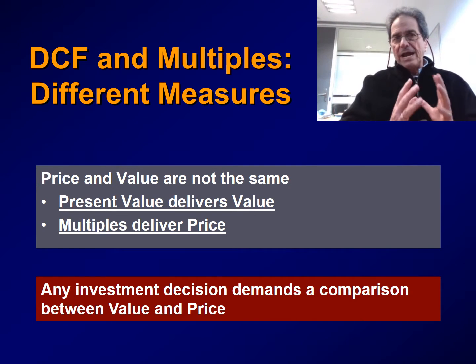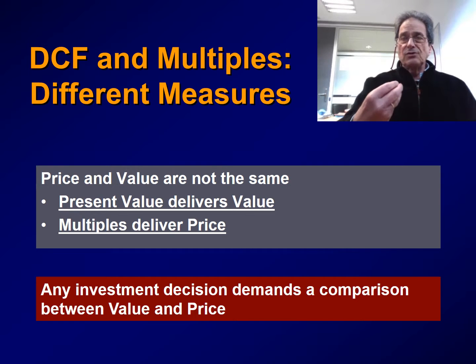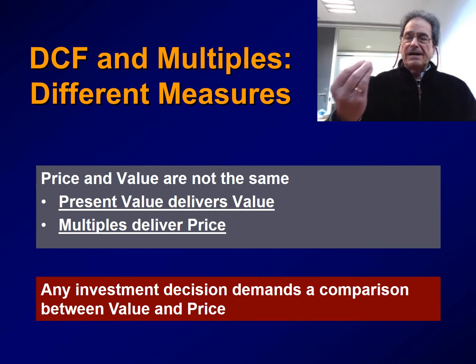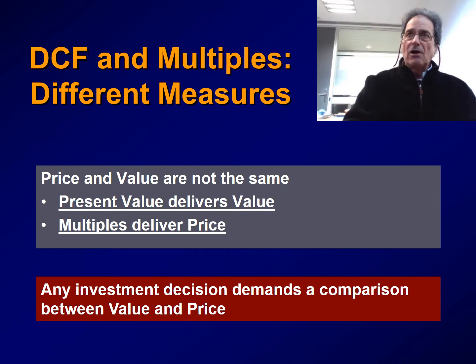However, for any investment decision, we need both. We need value and price. For instance, if we are considering buying a particular share of stock in the stock market, and we see that the value, according to our expectation, is bigger than the market price, then we have a good opportunity to buy. Okay? We will be buying cheap, and vice versa. If our value, the value according to our expectations, is less than the price, we will not buy. We will be sellers.